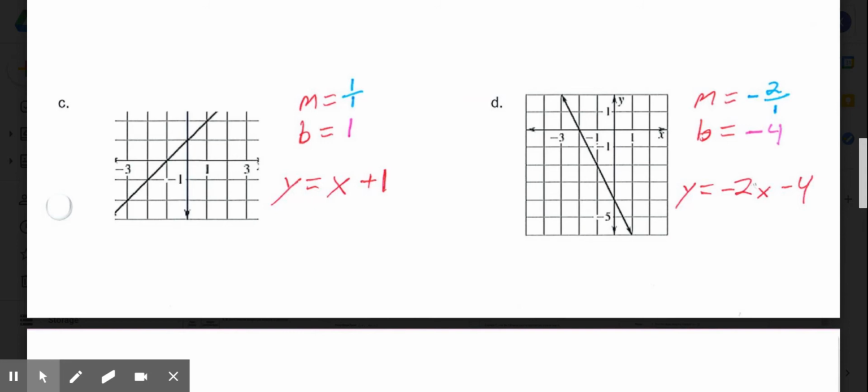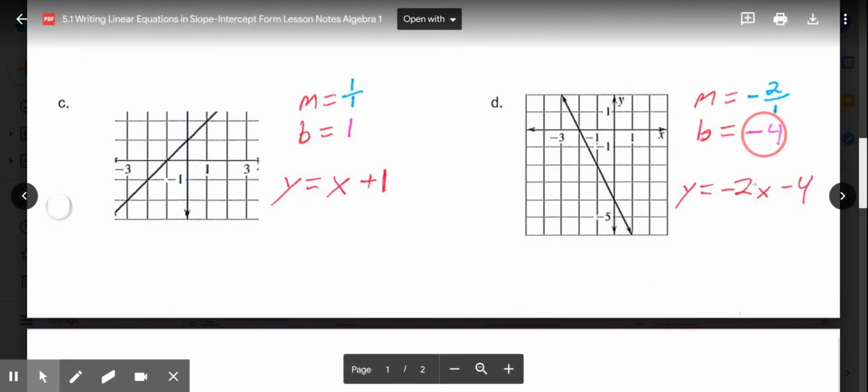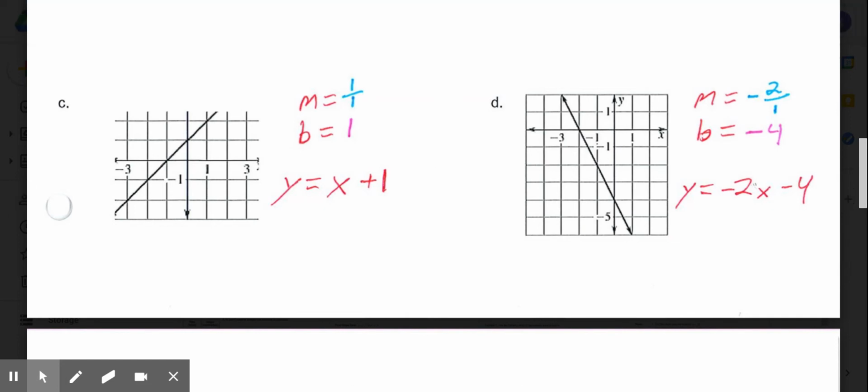And then in D, we cross the y-axis at -4. So our y-intercept is -4. From that point, if I go down 2, right 1, it looks like it's going to hit here, but I'm not positive because of that arrow. So I'm going to go in reverse, and I'm going to look along this line to see where it crosses at another point I can see, which is right here.